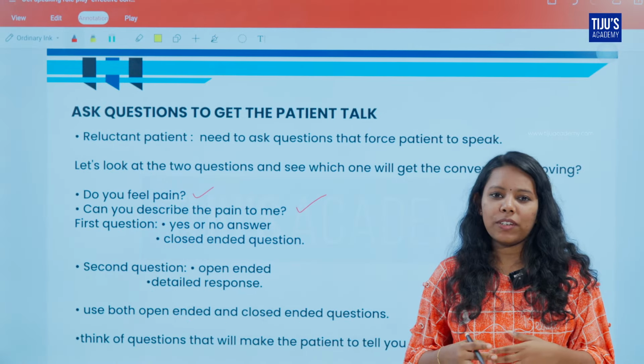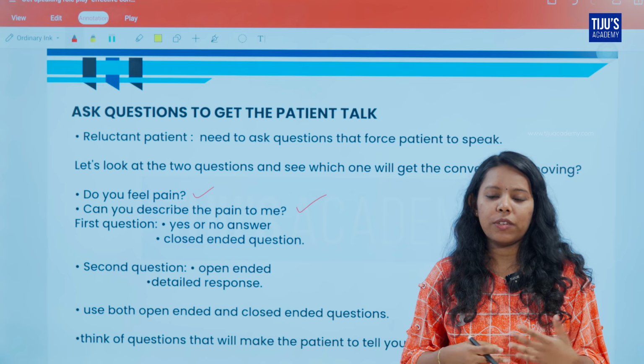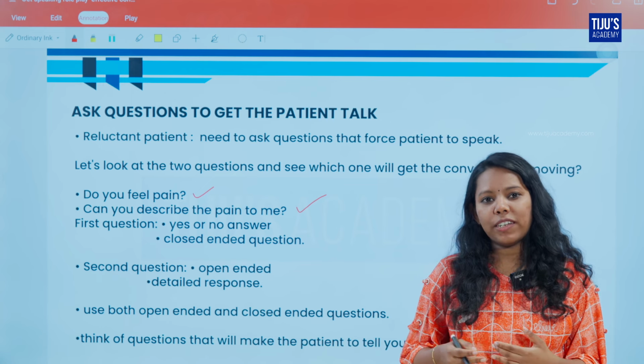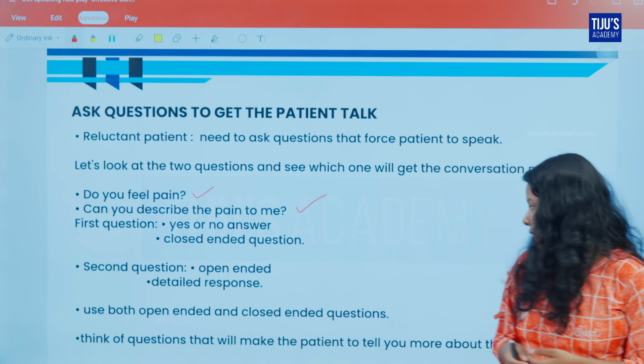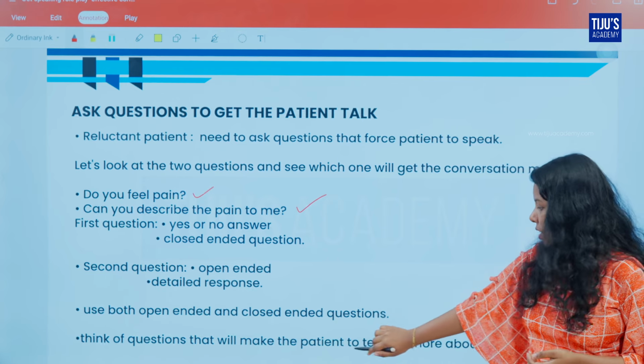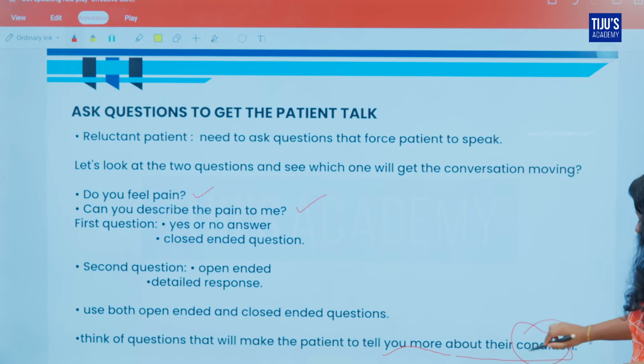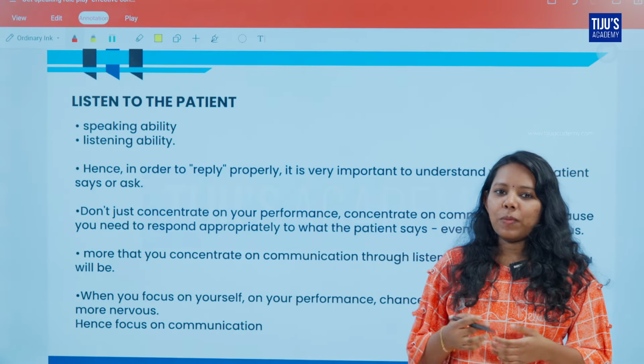So it's very important to use both close-ended and open-ended questions. And you have to think of different types of questions in order to make the patient talk about themselves. That is very important. So we have to think of different types of questions that make the patient tell you more about their condition. Now let's look at the next point.